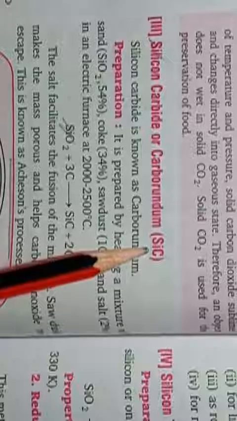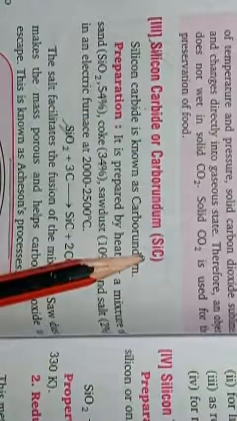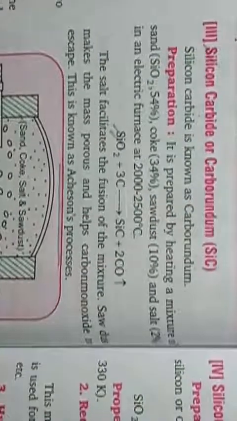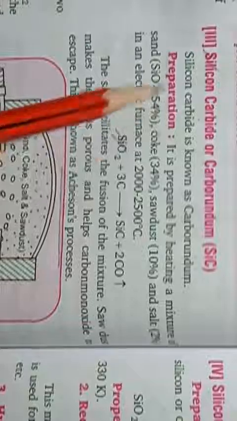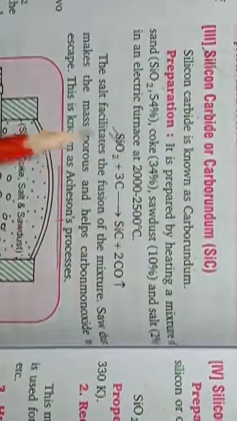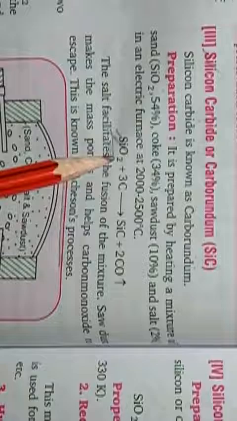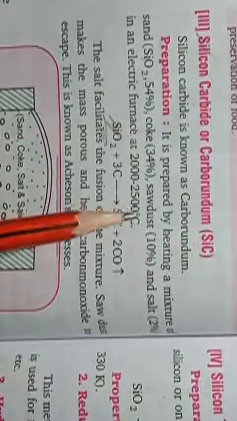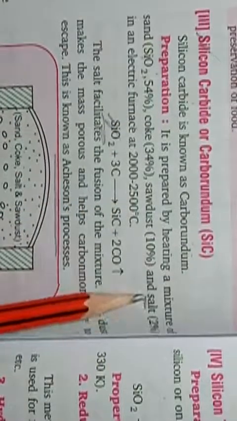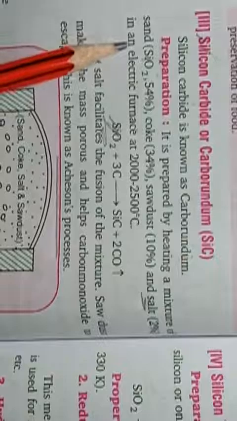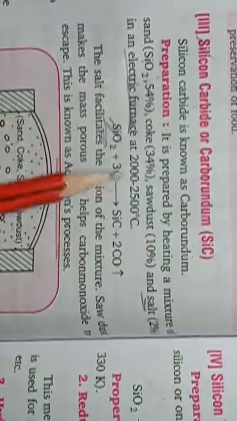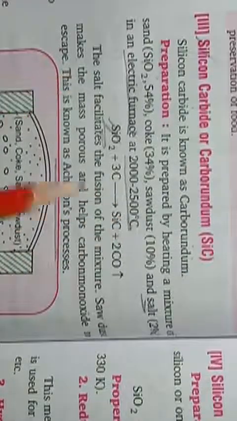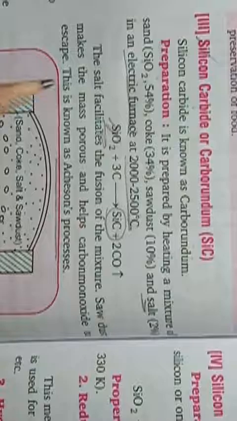So the formula of silicon carbide is SiC, which is also known as carborundum. First heading, preparation. Silicon carbide is prepared with the help of silica. When silica, coke, sawdust and salt are heated together in an electric furnace at 2000 to 2500 degrees Celsius, silicon carbide is obtained.